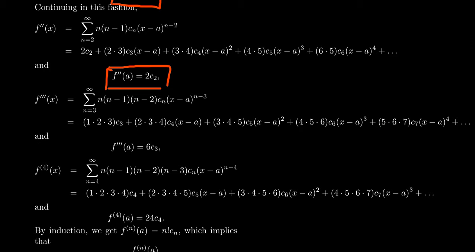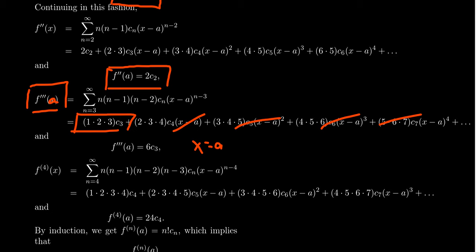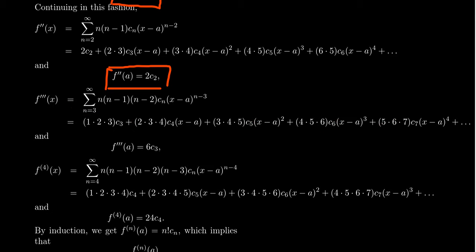Great. If we plug in x equals a into the power series, this term, this term, this term, this term, and all following terms will disappear. We end up with 1 times 2 times 3 times C3. And then if we plug in a on the left-hand side, we end up with the equation that you see in the box right here. F triple prime, the third derivative evaluated at a, is equal to 6 times C3.